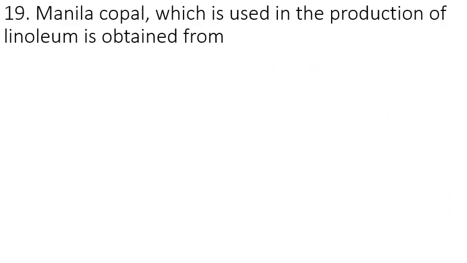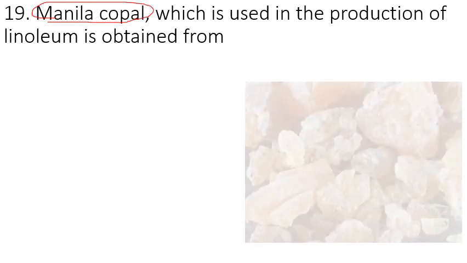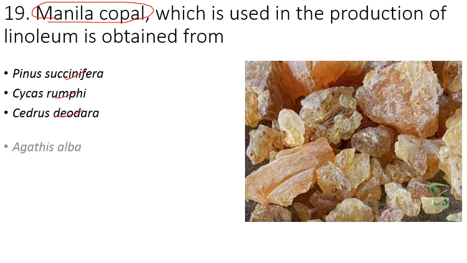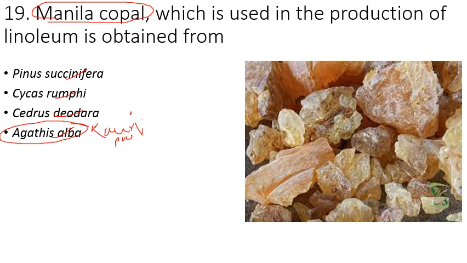The next question is: Manila copal, which is used in production of linoleum, is obtained from? Our options are Pinus succinifera, Cycas rumphii, Cedrus deodara, or Agathis alba. So its right answer is Agathis alba, and it is commonly known as Kauri pine. इसे commonly Kauri pine भी कहा जाता है. इससे हम obtain करते हैं Manila copal.